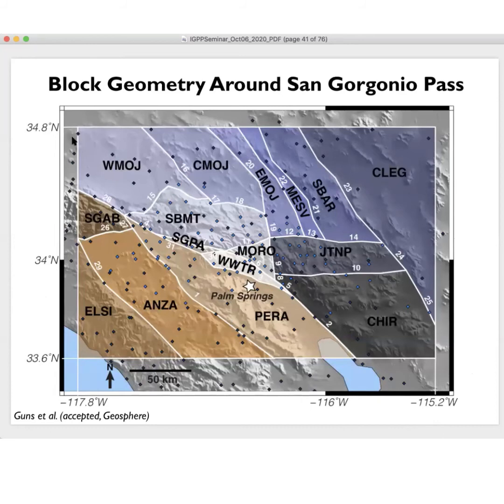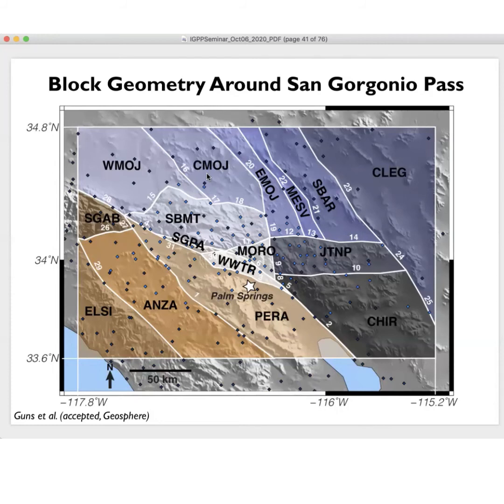And so this is our most complicated block model. It's got 16 different blocks, 31 different faults, and it uses 192 GPS stations, only horizontal components. And each block we tried to define in such a way that we could have at least 3 GPS stations for each block, so we'd have a solid constraint on its motion and rotation.